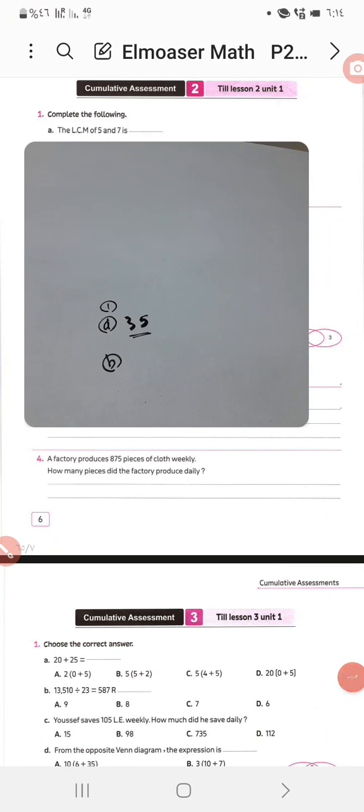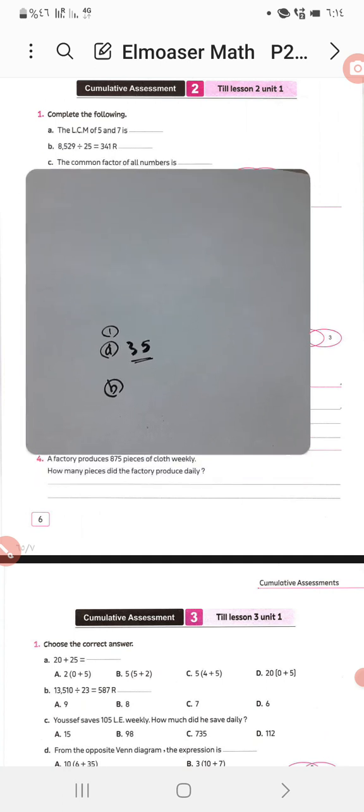Today we'll solve cumulative assessment number 2 from the Maasr book. Question number 1, letter A. The least common multiple of 5 and 7 is what? It will be 35, because 5 and 7 are prime numbers. You can find the least common multiple of 5 and 7 by multiplying 5 by 7. It will be 35.